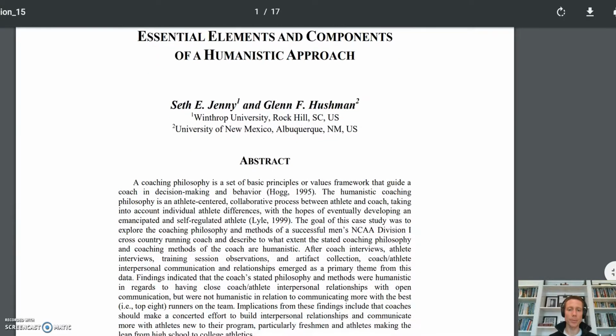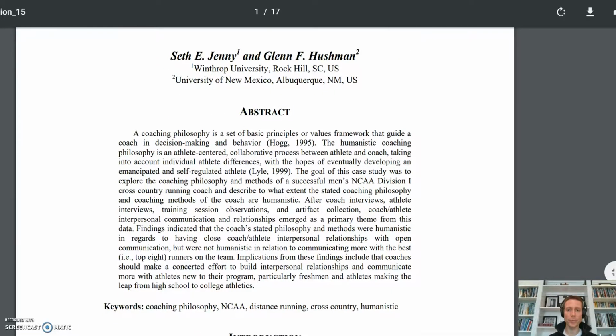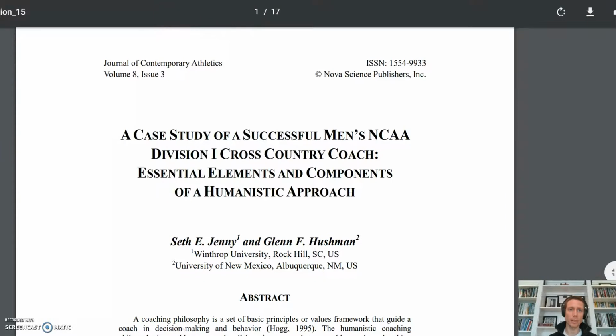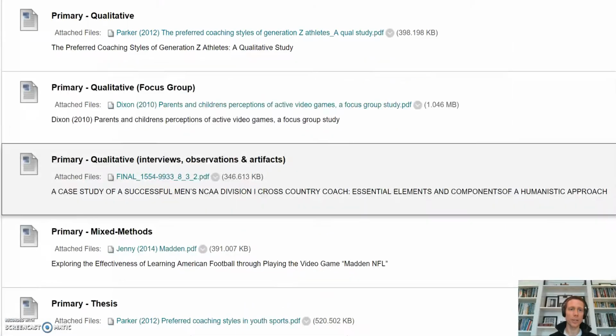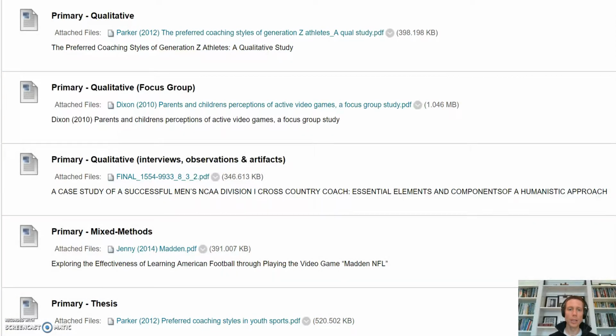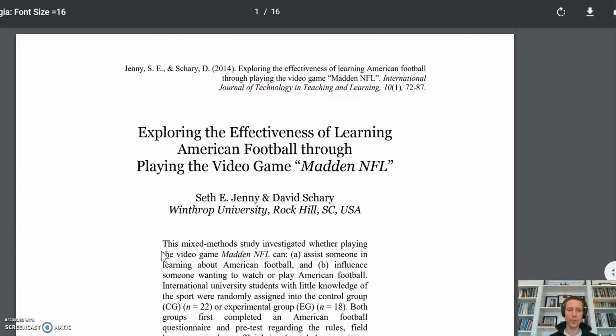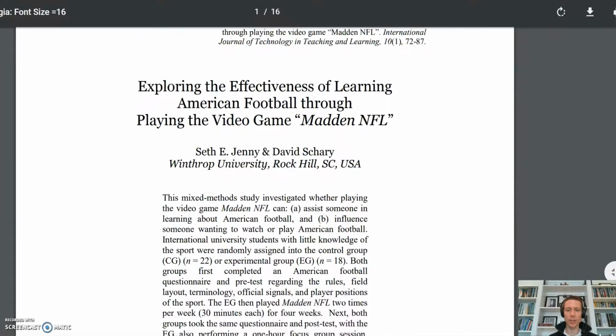So through all of those different triangulated qualitative results, we try to answer that research question: to what extent are they humanistic? That's a type of coaching philosophy. So those are all primary qualitative research studies. Here's a mixed method. So what is mixed method? Mixed method is where you combine quantitative numbers and qualitative words and observations.